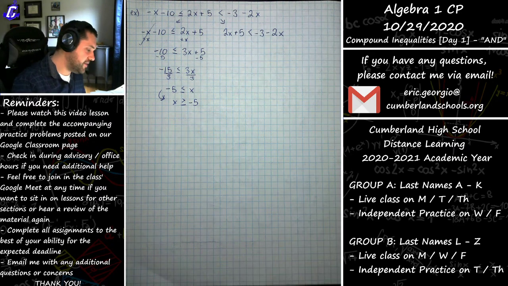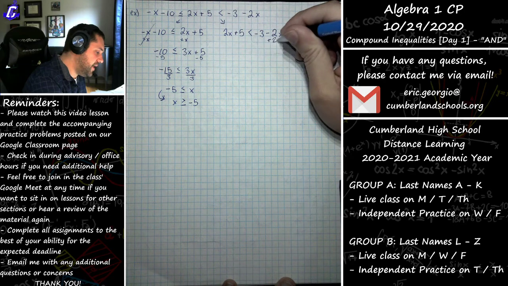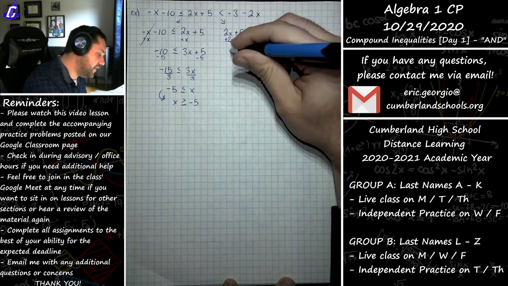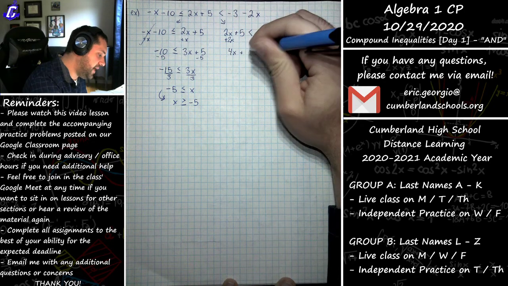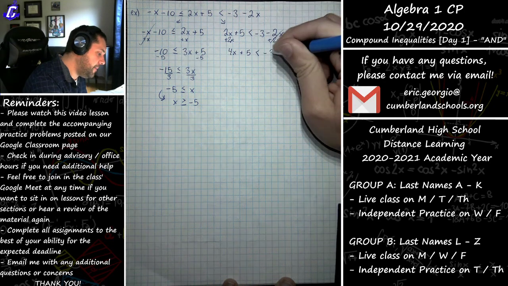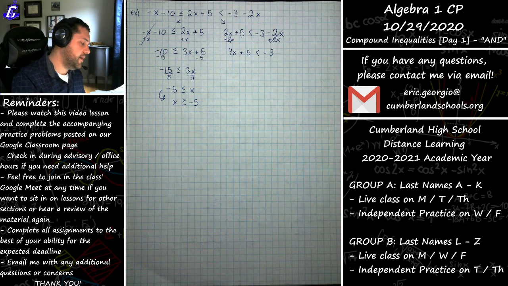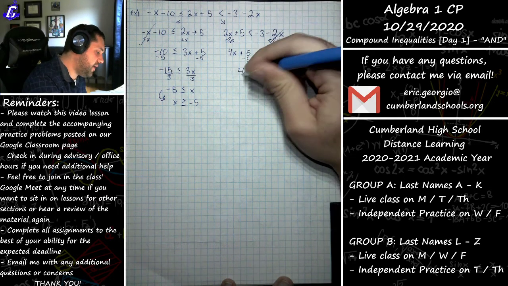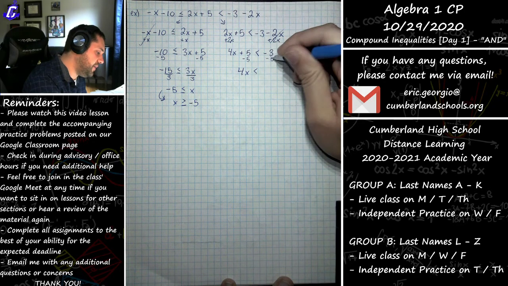Same thing over here. I'm going to solve this one as well. I'm going to add 2x to both sides to eliminate the minus 2x here. That gives me 4x plus 5 is less than negative 3. Now we can subtract 5 from both sides, giving us that 4x is less than negative 3 minus 5, negative 8.